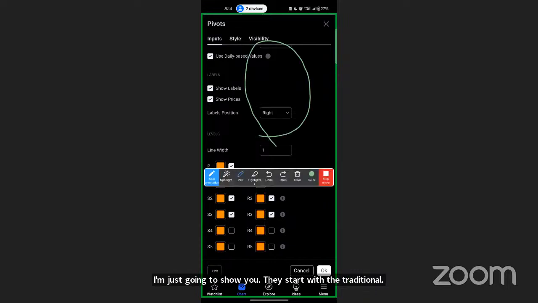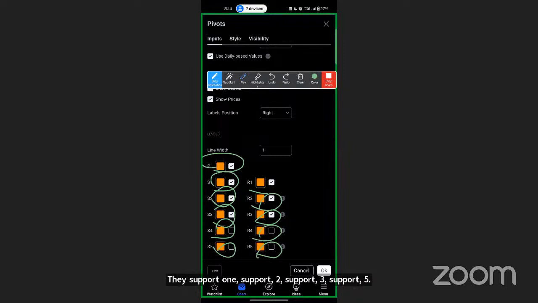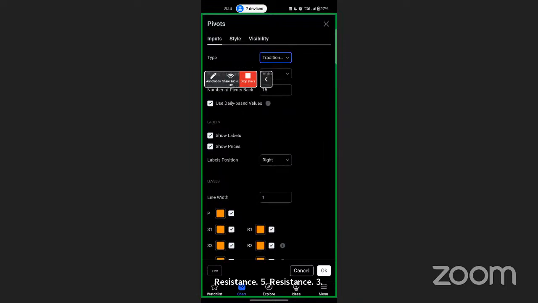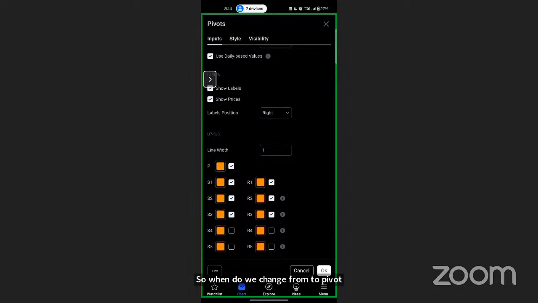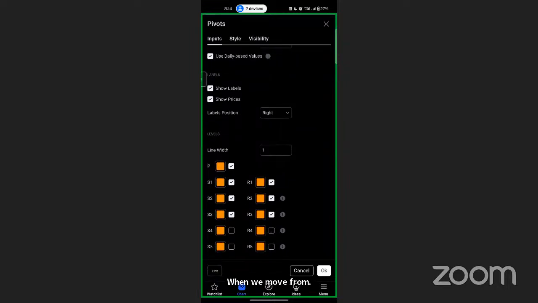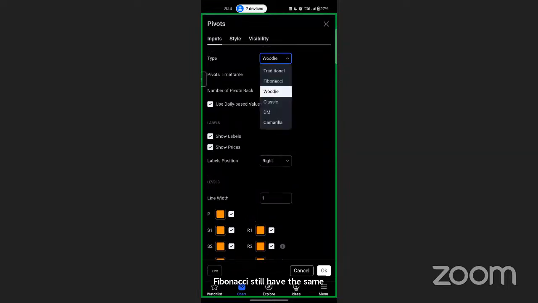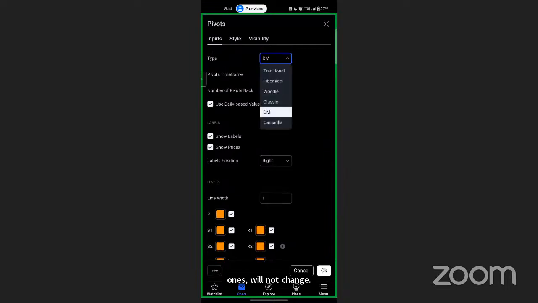They have the pivot point, which is the center, then support 1, support 2, support 3, support 4, support 5, resistance 5, resistance 4, resistance 3, resistance 2, and resistance 1. So when we change from traditional to Fibonacci, we shall still have the same. When we move to classic, still the same. These levels will not change, but what will change is the appearance on the chart.